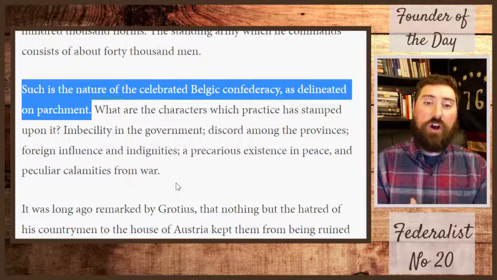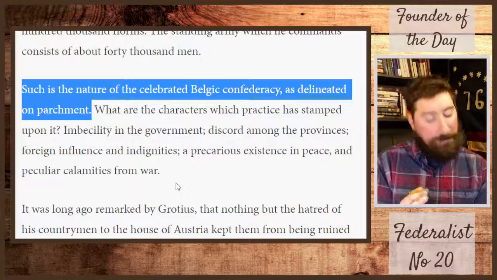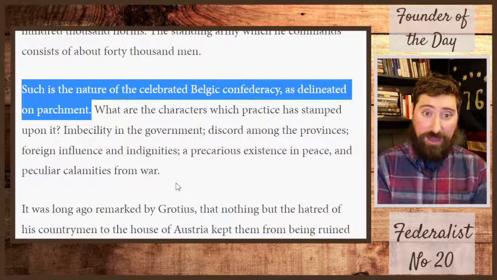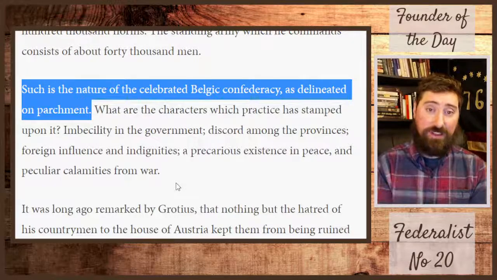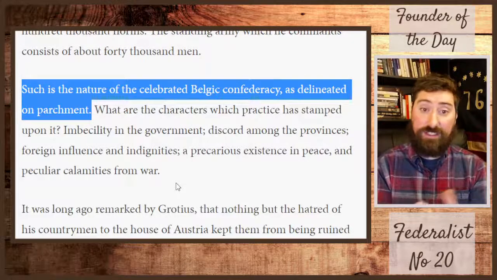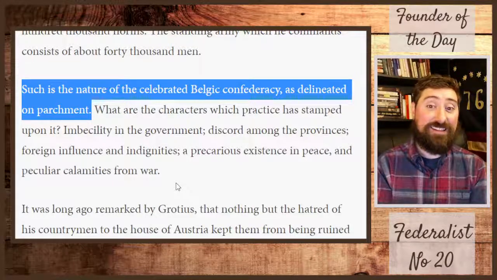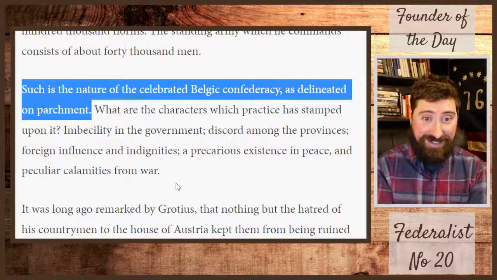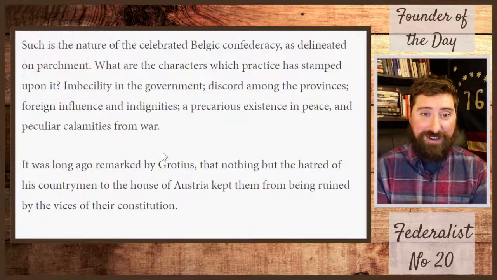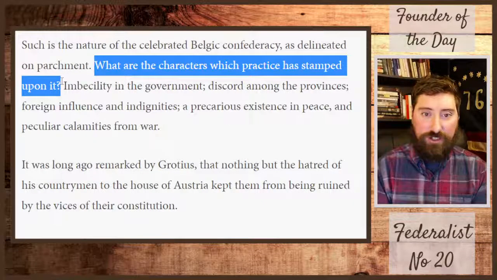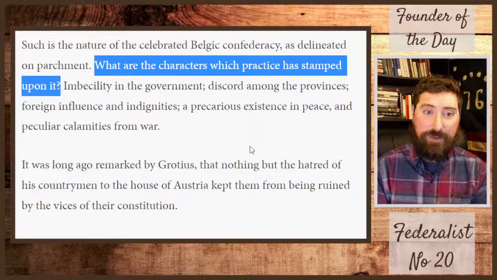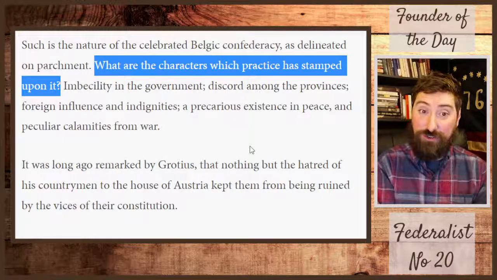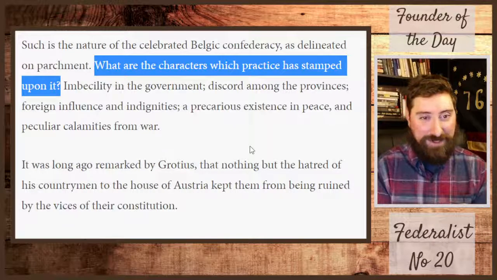Such is the nature of the celebrated Belgic Confederacy as delineated on parchment. So the Belgic Confederacy seems to be the name of the United Netherlands at the time, as delineated on parchment. So that's how it's written down. That's what their constitution says. I have a feeling things are a little different, aren't they? What are the characters which practice has stamped upon it? So constitutionally, this is what it's supposed to do, but what really happens?